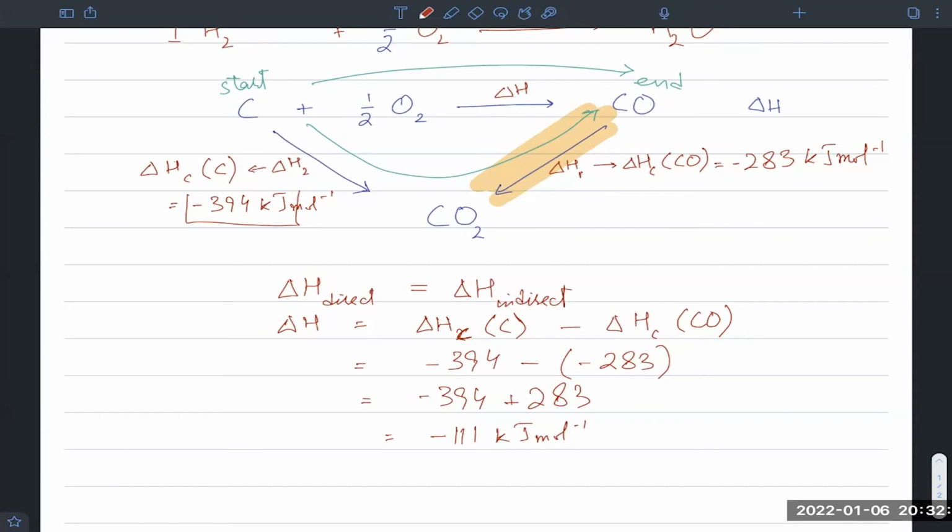Is this reaction less exothermic than burning carbon in plentiful oxygen? What do you think? It is, right? Because the value of burning carbon in plentiful oxygen is minus 394. But the value of burning carbon in limited oxygen is just minus 111. All right.